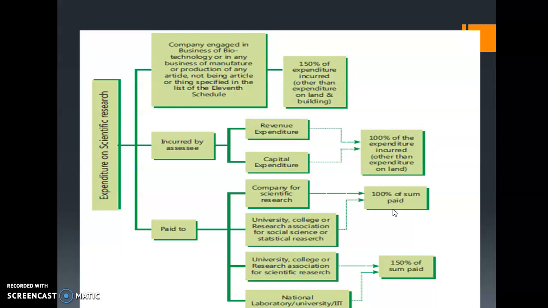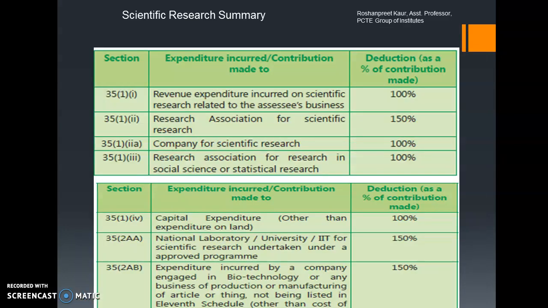Now this is the chart comprising of all the points which I have just explained. You can pause the video here and have a look at it, right? And this is again another chart. See here, it is revenue expenditure incurred on scientific research related to the SSA business, then 100% deduction is allowed. So all these points which I've just covered and its rates are given. So it is a concise form for you to remember, right?